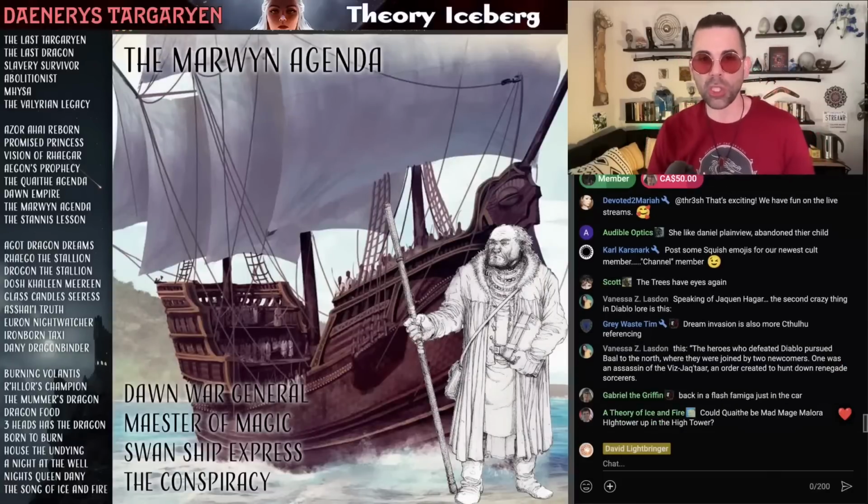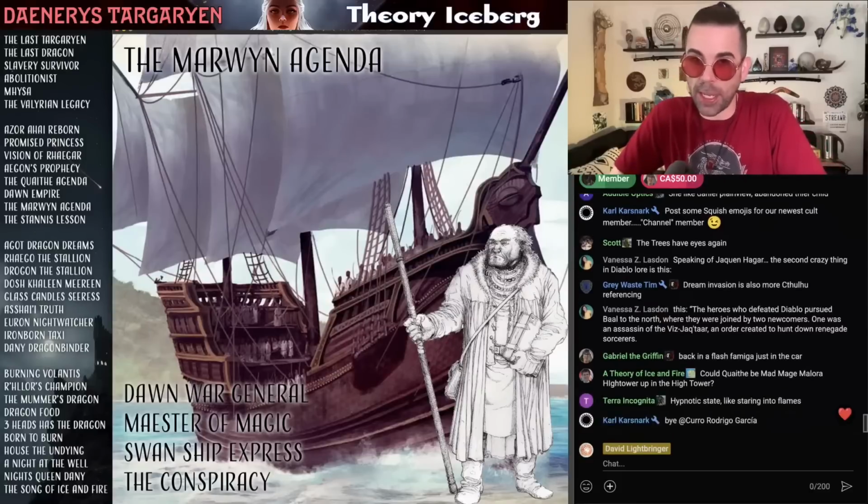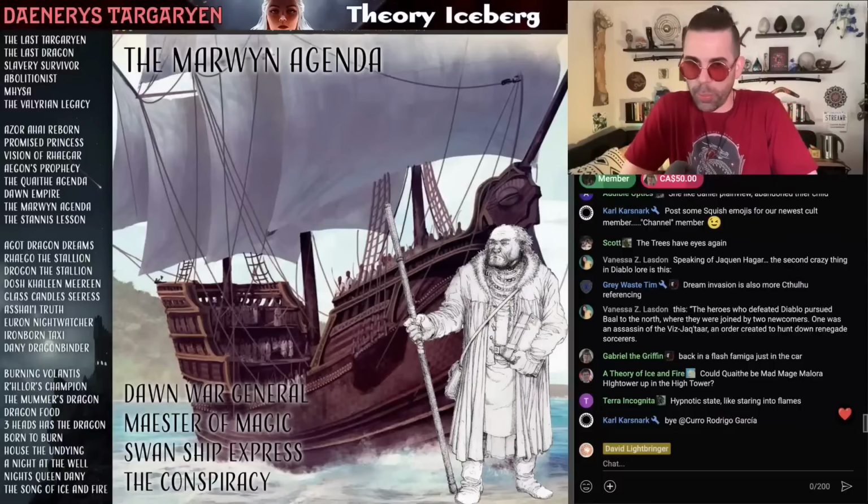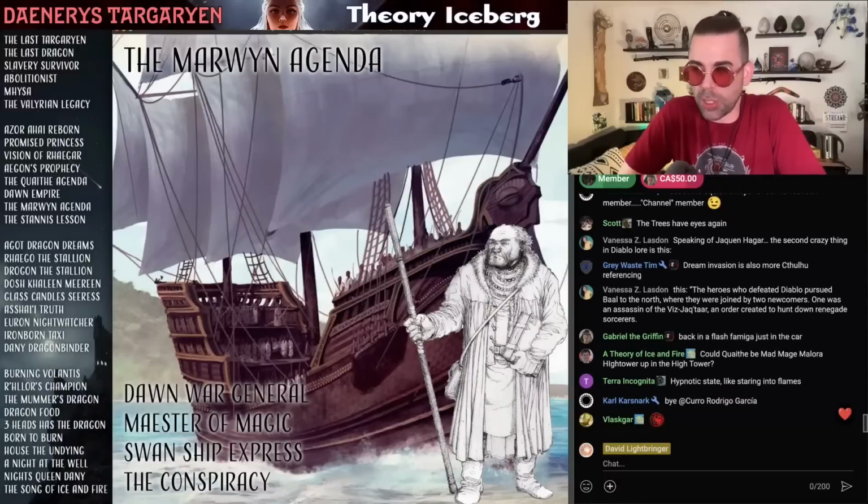So the thing about the Ahai truth is that Dany's going to use a glass candle to find it. And it's easy to figure this out. This is one of the most logical theories that I've come up with. And I can't believe that I was the first one to come up with this, because really this is like a no-brainer. Marwyn the Mage is the Archmaester of Magic.